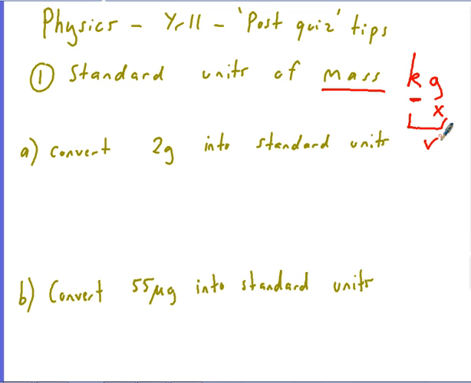So if we look at this here, convert 2 grams into standard units, we want to convert 2 grams into kilograms. And we don't want to change the number, we just want to change it to kilograms. And what we're doing is adding a k in here. And don't forget that adding a k is like timesing by 1,000. So if we're adding 1,000 in there, to keep the number the same, we've also got to divide by 1,000.